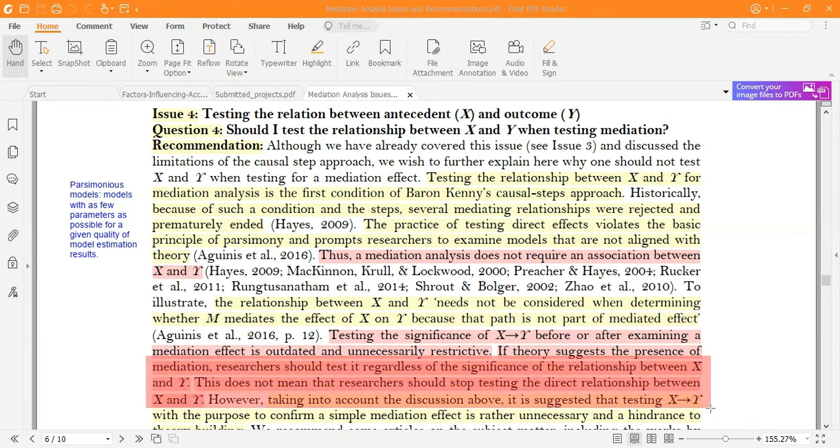But again, it does not mean that researchers should stop testing the direct relationship. It's good to test the direct relationship between the X and Y. But if it is insignificant, then again, no worry. And then we are going down.